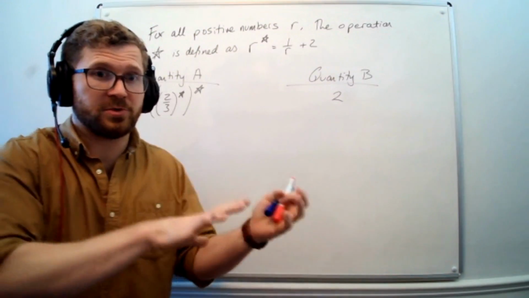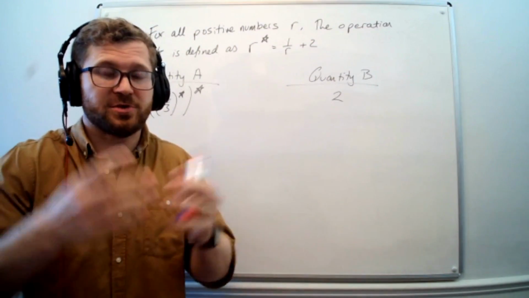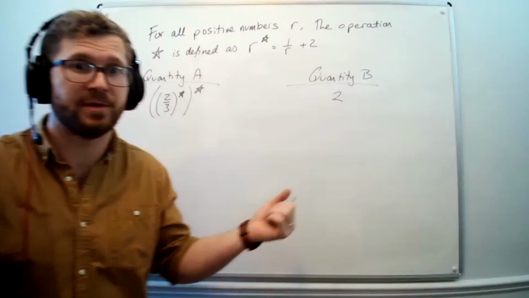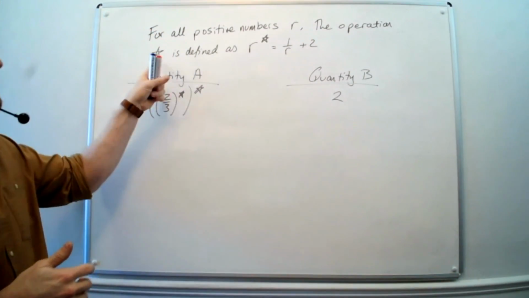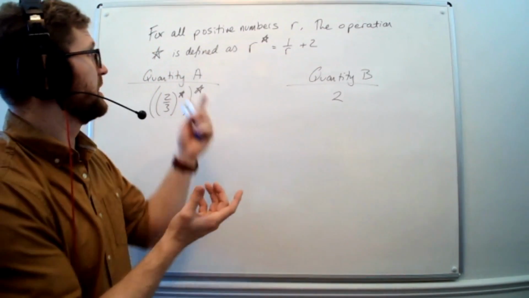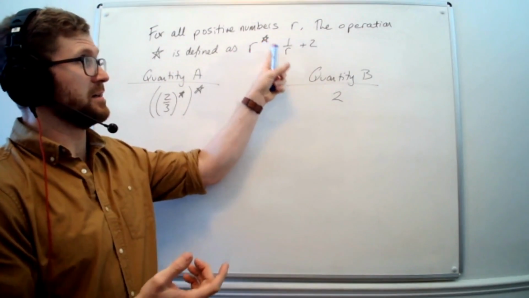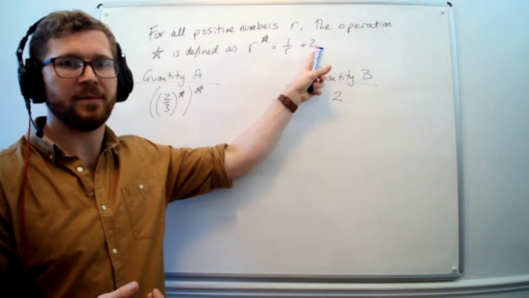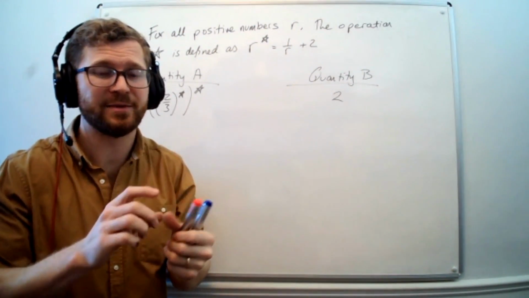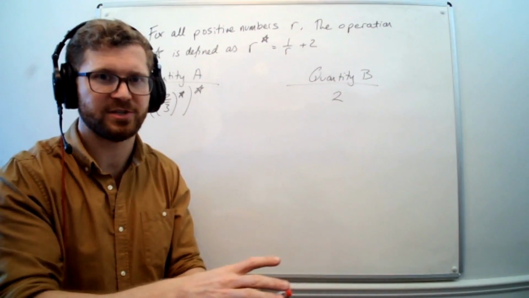All right, so we talked about intimidating symbols at the beginning. They throw a symbol at you, an entirely new operation, and you've just got to work with it. And we've got that here. The operation star, whatever this star is, it just represents something, is defined as r star equals 1 over r plus 2. And we know that this works for all positive numbers r. So we've got a slight limitation on what we can put into this operation.